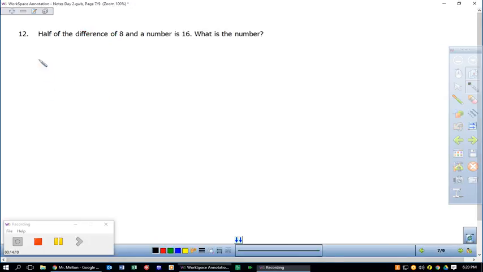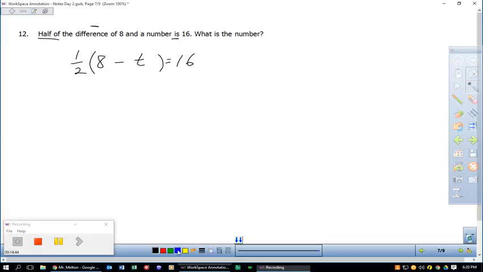Alright, 12. Half of the difference of 8 and a number is 16. What is the number? Okay, I know it's going to be half of something, so I'm going to go ahead and do this. Half of something. And it says the difference. Difference is subtraction. So the difference of 8 and a number. So 8 minus, you know what, I'm just going to be adventurous. Let's go with t. And yes, I'm putting a little tail on that so that it looks like a t versus being a plus sign or something like that.